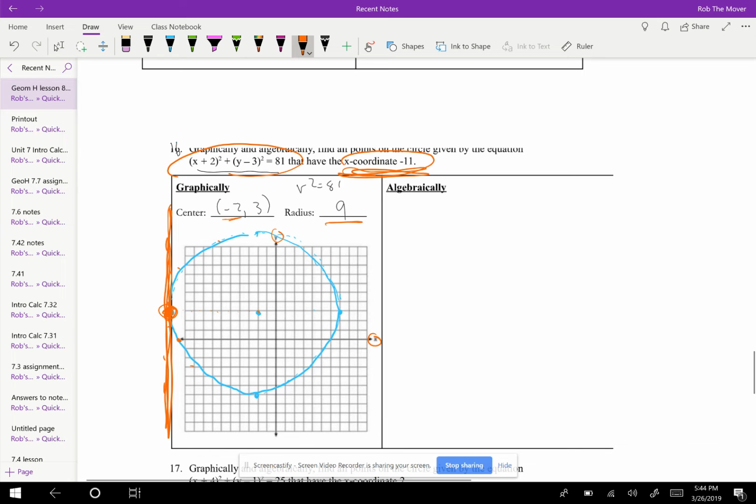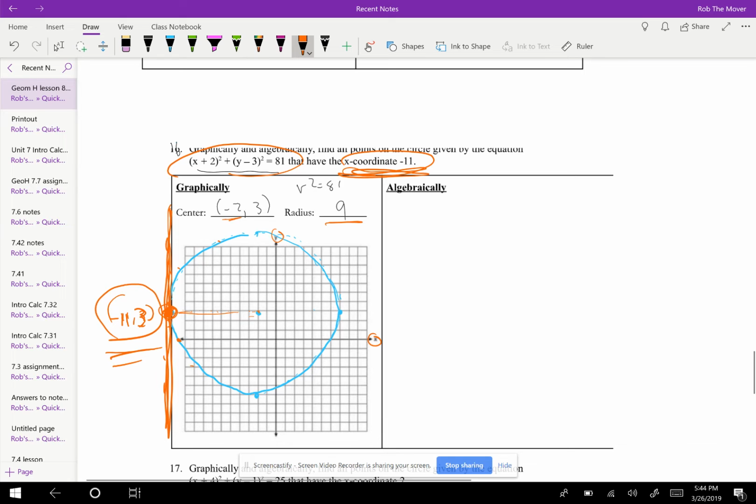This is at the point -11 and then up at 3, right? Because it's straight over from the center. So this is at -11, 3. That should be our 1 point. That should be our solution if we do it algebraically as well.